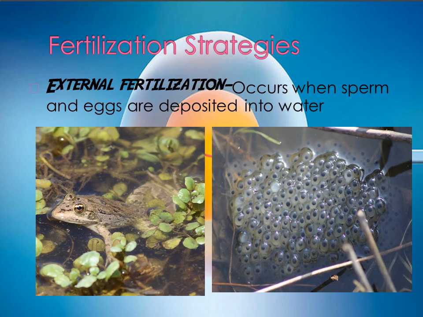So, next are the fertilization strategies. So, external fertilization occurs when sperm and eggs are deposited in water. Example, the frog. The female frog deposits its eggs into the water, and also the male frog deposits the sperm into the water, and it is where the sperm fertilizes the eggs.